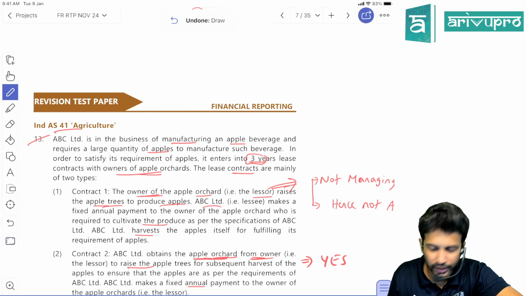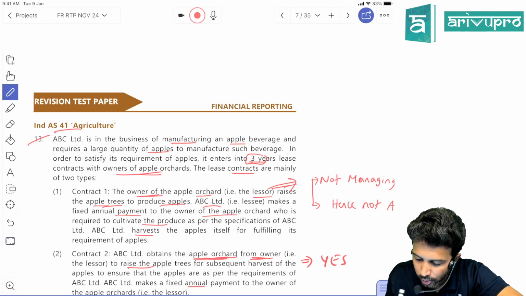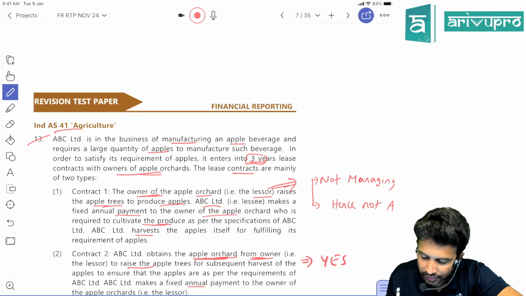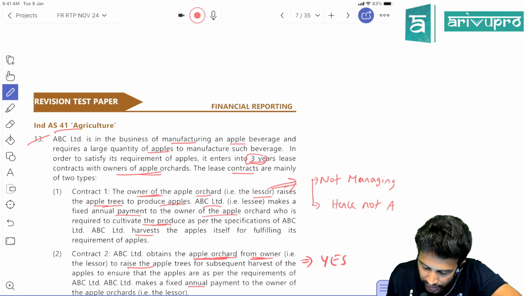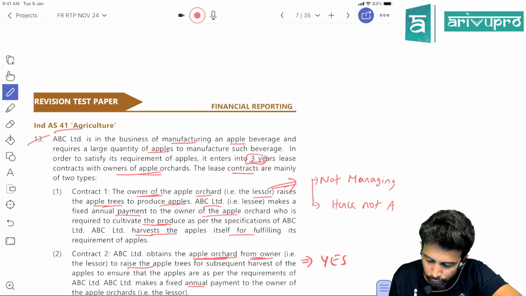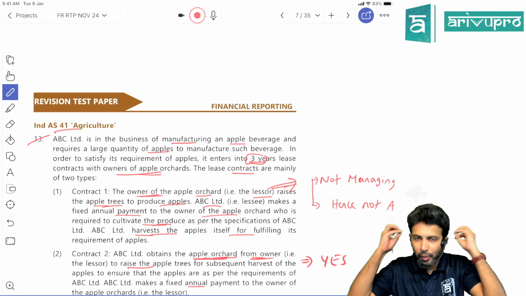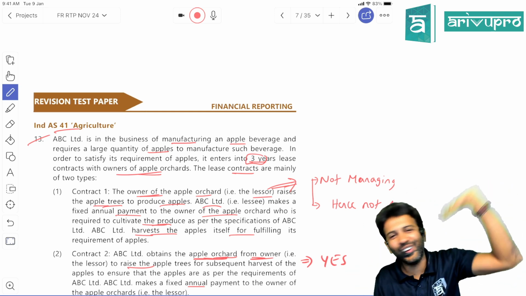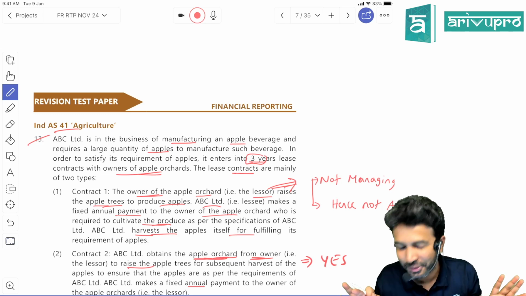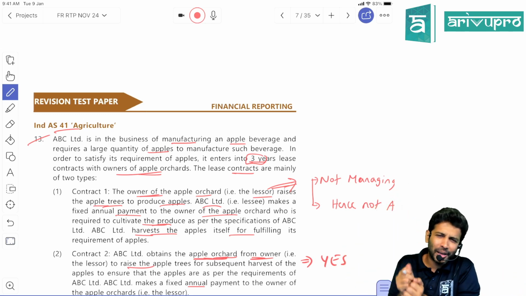ABC Limited, you know what they do? They make a fixed annual payment to the owner of the apple orchard, who is required to cultivate the produce as per the specification of ABC. ABC harvests the apples itself for fulfilling the requirements. The farmer will put in all the sweat and blood. He will grow that apple tree and keep it up. Later, like James Bond, ABC will give the money.